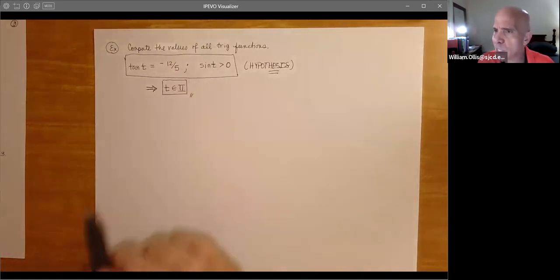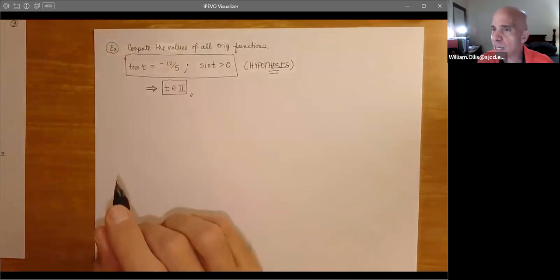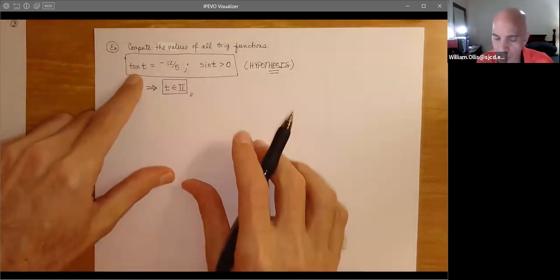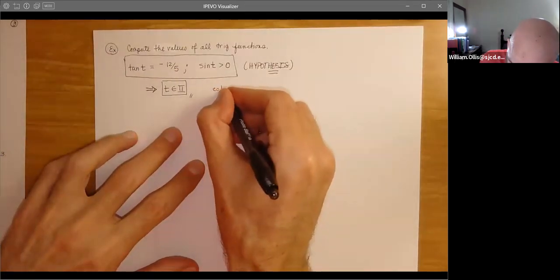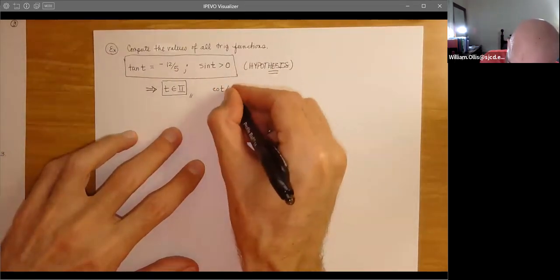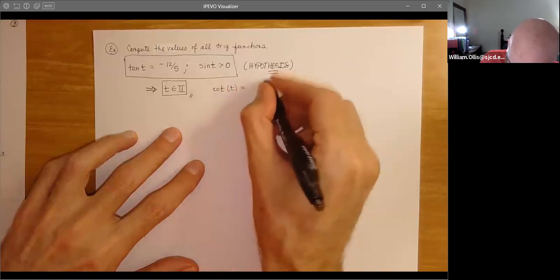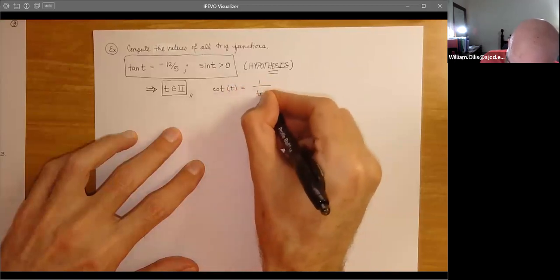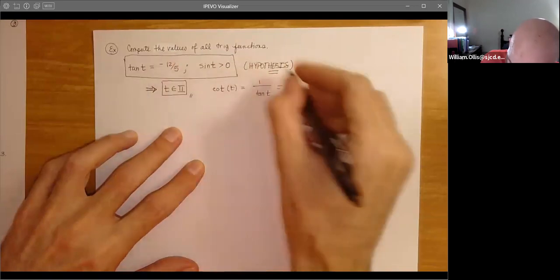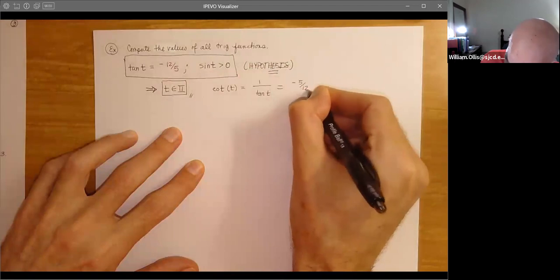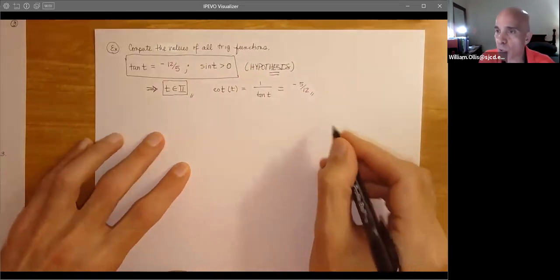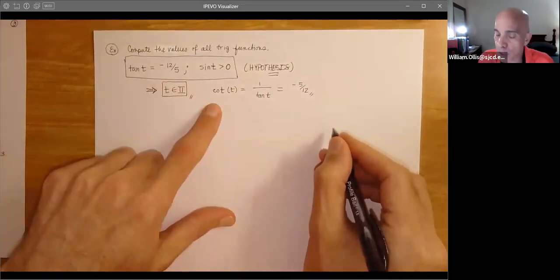Now, let's be cheap. Let's start out and do the easy part first. Cotangent is the reciprocal of tangent. So first, just for free, cotangent of t is just 1 over tangent t. So we just flip it. That's just going to be -5 over 12. Okay, so that's a freebie. That was the easy one. It's just the reciprocal of tangent.